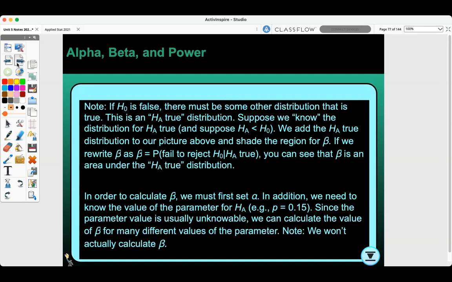In order to calculate beta, we must first set alpha. In addition, we need to know the value of the parameter for our alternative hypothesis. For example, we set it to 0.15. Since the parameter value is usually unknowable, we can calculate the value for beta for many different values of the parameter. Note, we won't actually ever calculate beta.